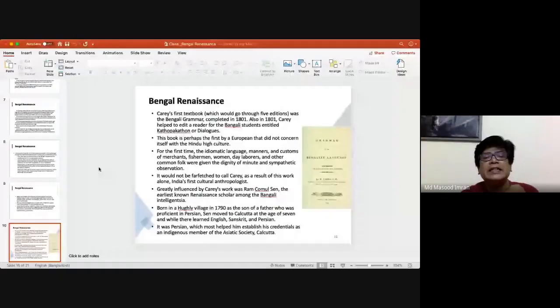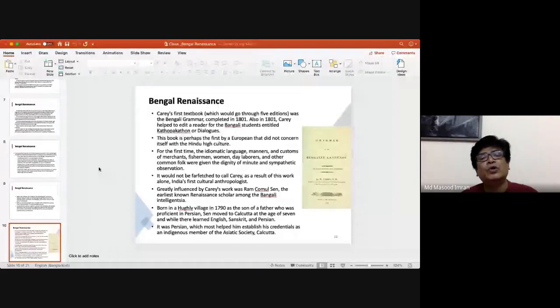This book is perhaps the first by a European that did not concern itself with the Hindu high culture. So this book not only accommodated the words which the elitist Hindu class uses, it incorporated the words of the lower classes and other things here. So for the first time, the idiomatic language, manners and customs of merchants, fishermen, women, deliverers and other common folk were given the dignity of meanings and sympathetic observation. All those observations were put here by Carey.